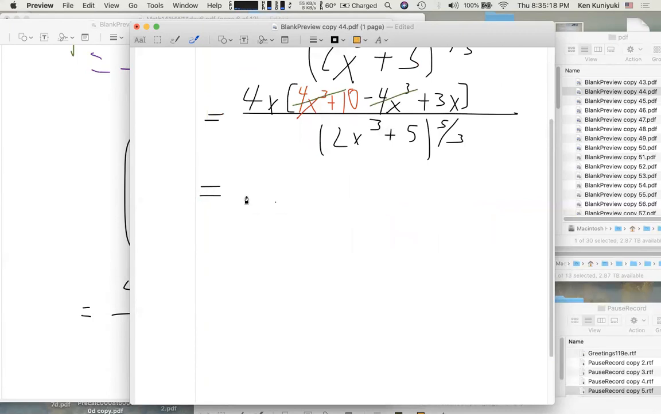All right. Equals, I think we're there, right? 4x. I don't care if you put parentheses or brackets. Doesn't matter at this point. 10 plus 3x. Over, yeah. Is that correct?